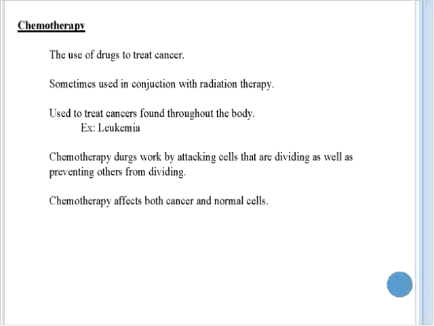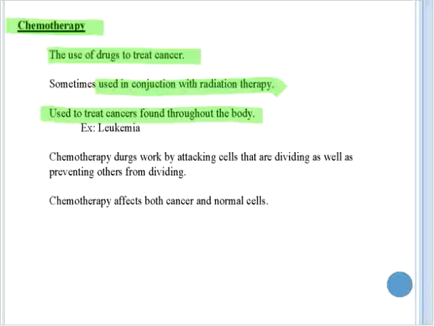A second type of treatment involves chemotherapy, or the use of drugs to treat cancer. Sometimes it is used in conjunction with radiation therapy, where both treatments are used. Chemotherapy is used to treat cancers found throughout the body. It's a more systemic treatment. By way of example, leukemia will be treated by using chemotherapy.